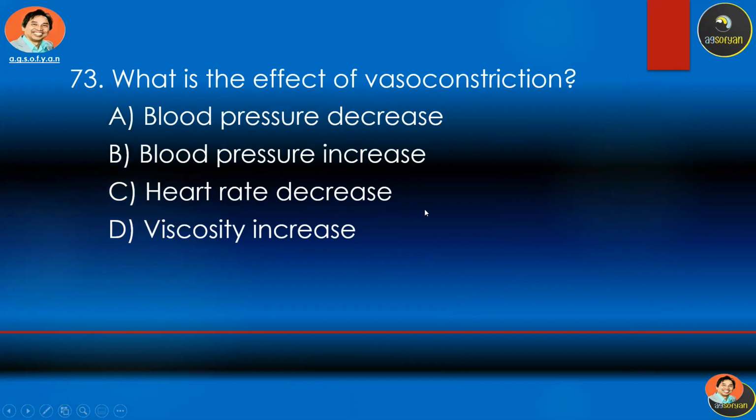What is the effect of vasoconstriction? A, B, C, or D? Okay, constriction means when you constrict the blood vessel. So when your blood vessel is constricted, then the blood pressure will be increased.